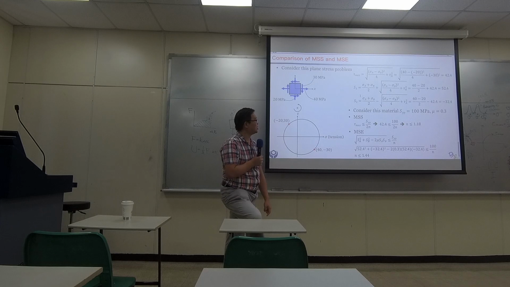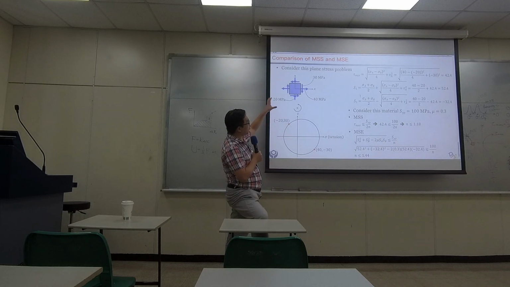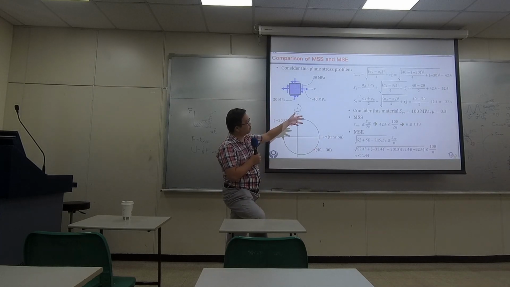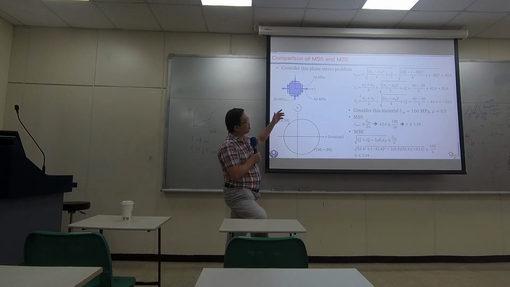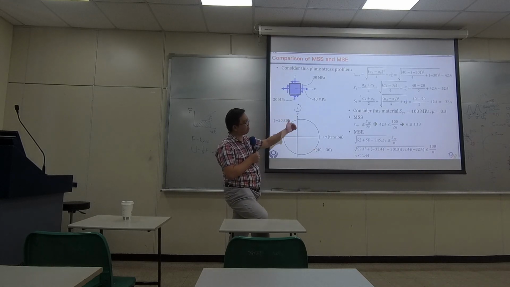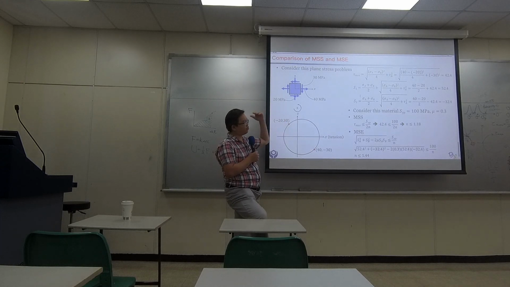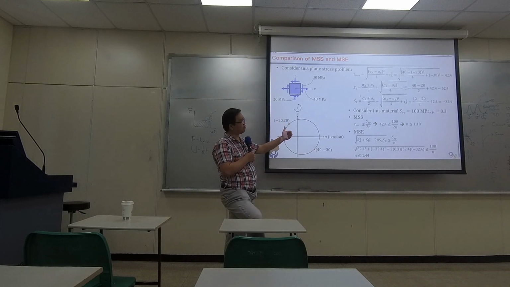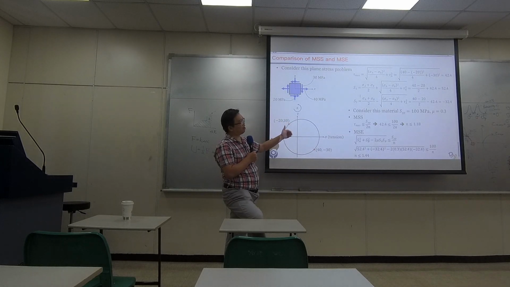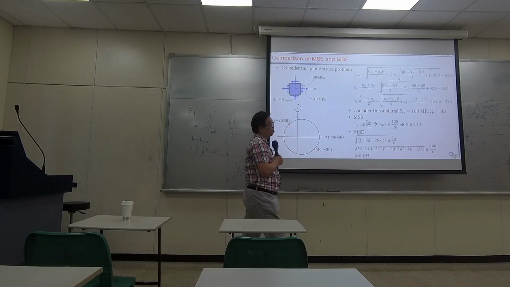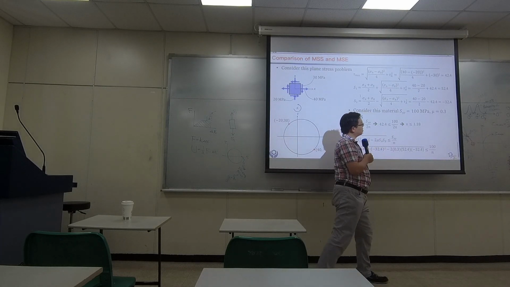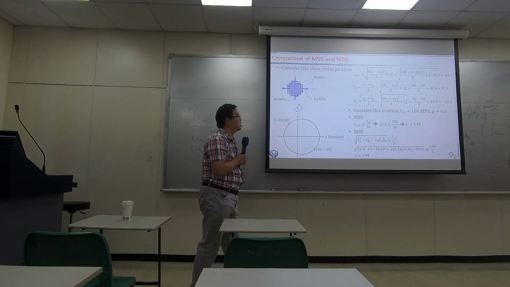What does that mean? That means under this load condition, with the material you use, you have a maximum safety level of 1.18. That's the most safety level you can get. Your safety level can only be lower than that. That's the maximum safety level you reach. Okay? So that's what that equation means.